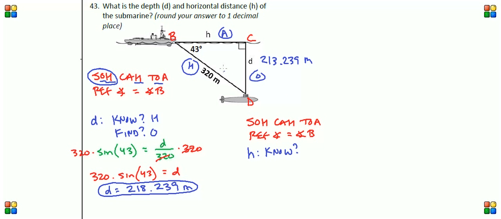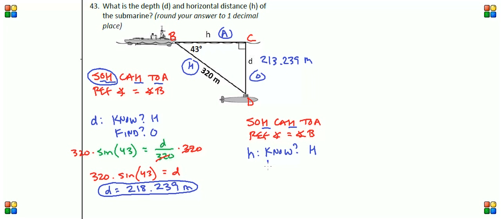Now in this case, class, we know the hypotenuse and we know the opposite side, the depth. But we don't want to use the depth because that answer is rounded, which is going to create some issues with the accuracy of side BC, or the value of H. We want to use the side that we know precisely, which is the hypotenuse. That gives us the H in SOHCAHTOA.